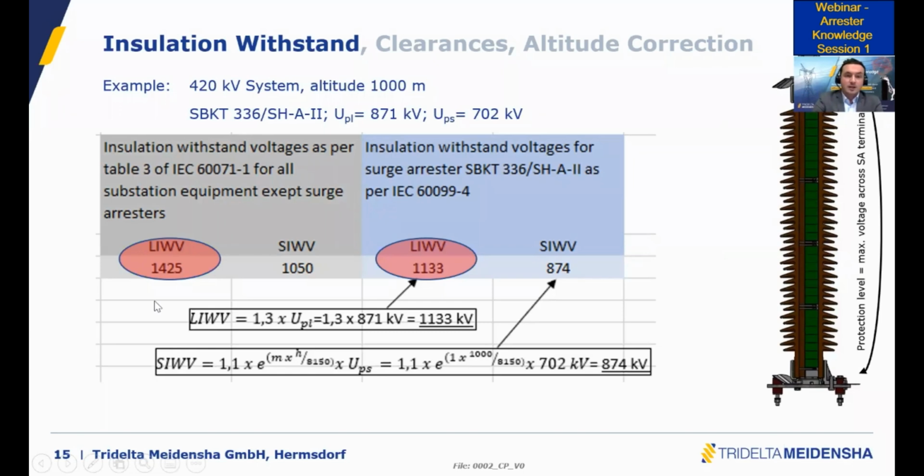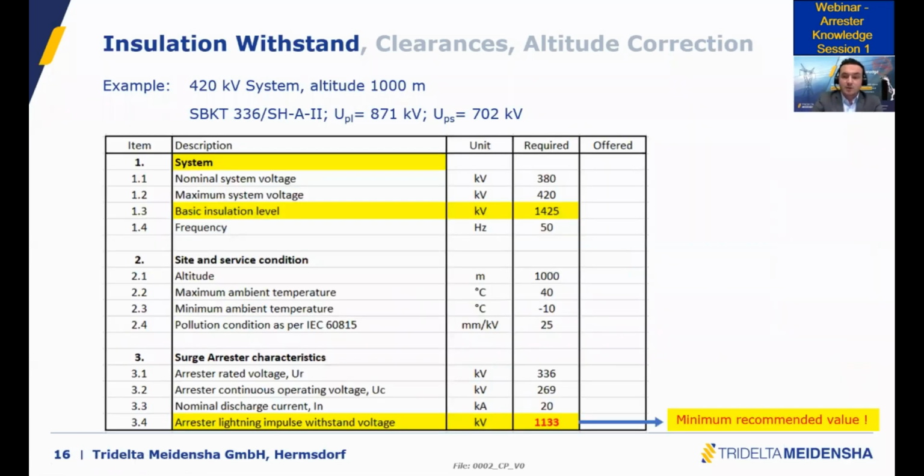So when we apply the formula that we have seen on the previous slides, you can see that we have those results here, which are different from the insulation withstand voltage as per 60071-1. And obviously, they are much lower.